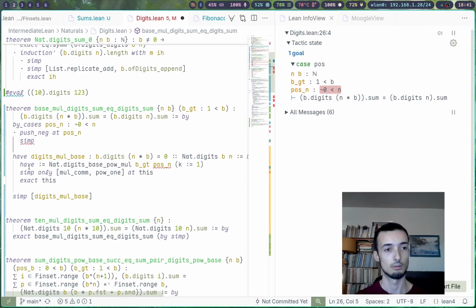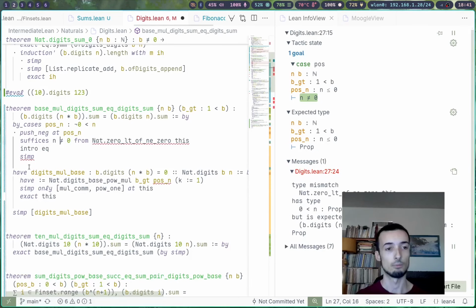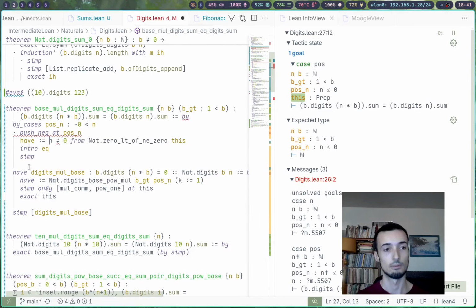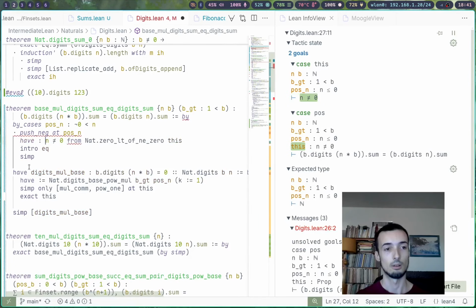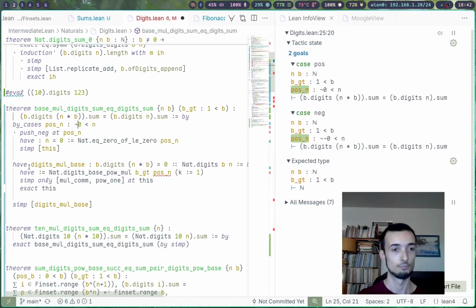What happened here? Oh, I see. We're going to change our suffices to a have, because we have n not equal to 0, and we have that from positive n. Maybe we don't. Oh, I see. We have n equals 0 from, and I believe there should be a library. Yes. Okay, so now we know n is equal to 0, and then we can just simplify with this. So that just saves us a little bit of work later on. Oops, no, it doesn't. Shoot. Okay, so it's a little bit of a weird way of doing this.